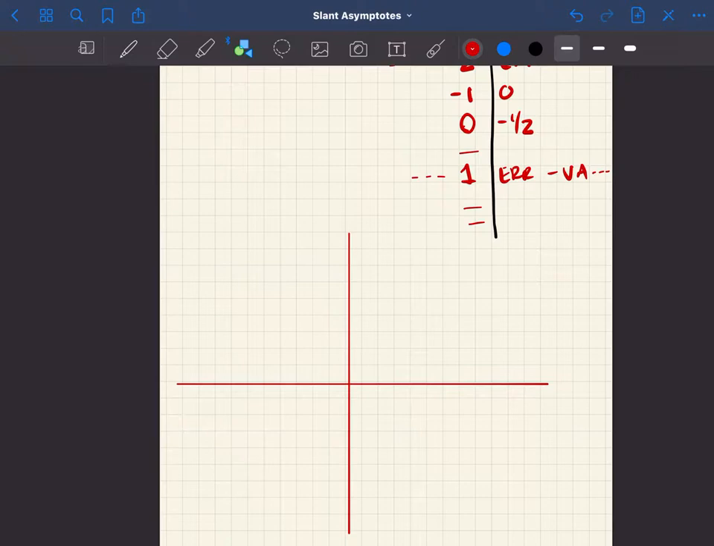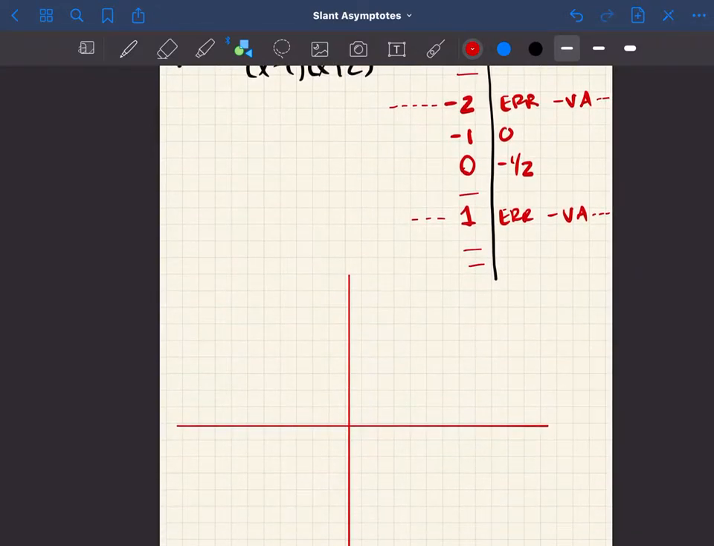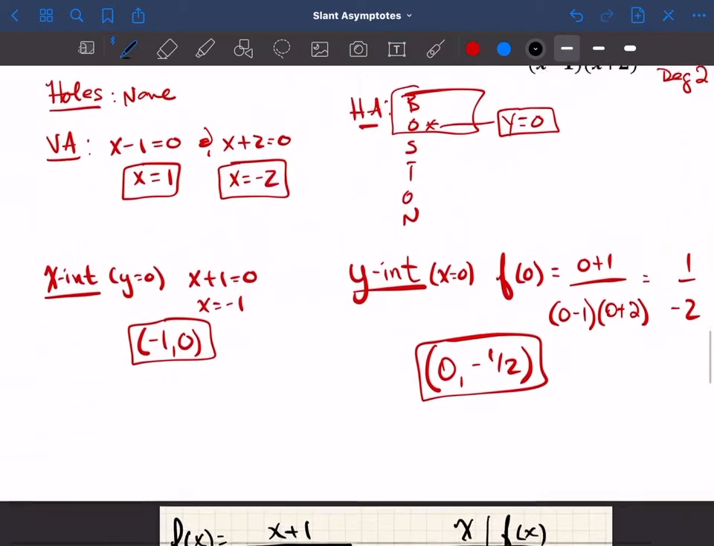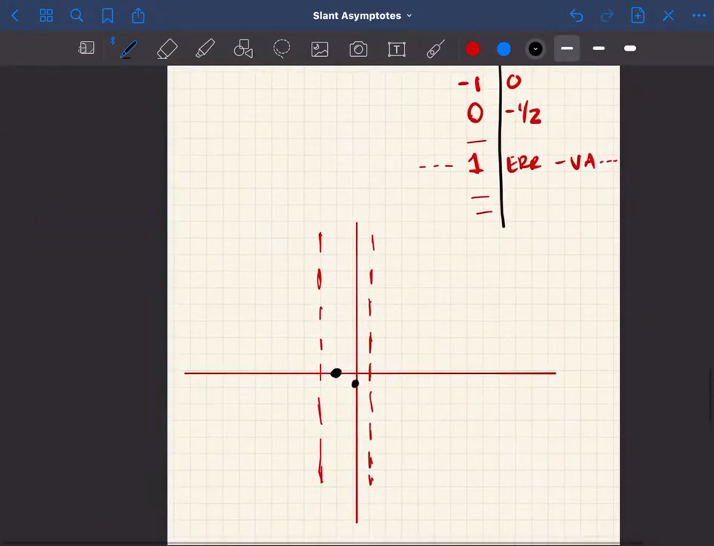So here, let's put in our asymptotes. At -2, and at 1, and I know my graph is a little bit off here, but you have to bear with me. We have points at -1, 0, and at 0 we have -0.5. And then we also have our horizontal asymptote at 0, so we don't want to forget that.